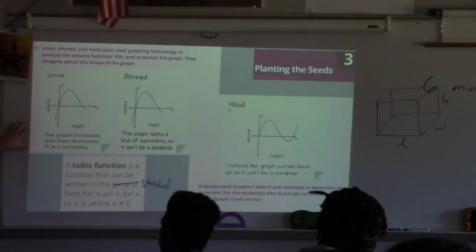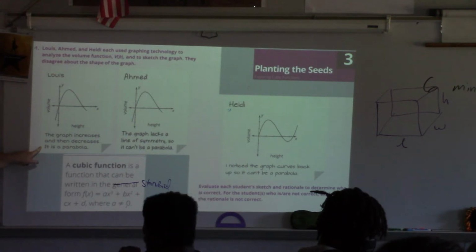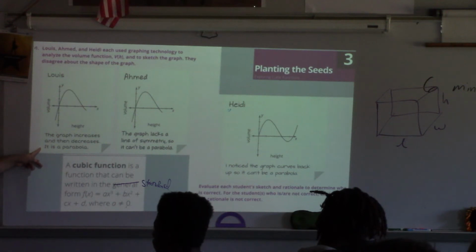Okay. Luis, Ahmad, and Heidi each use graphing technology to analyze the volume function and to sketch the graph. Notice Luis says the graph increases and then decreases. It's a parabola. Does a parabola both increase and decrease? Yes.